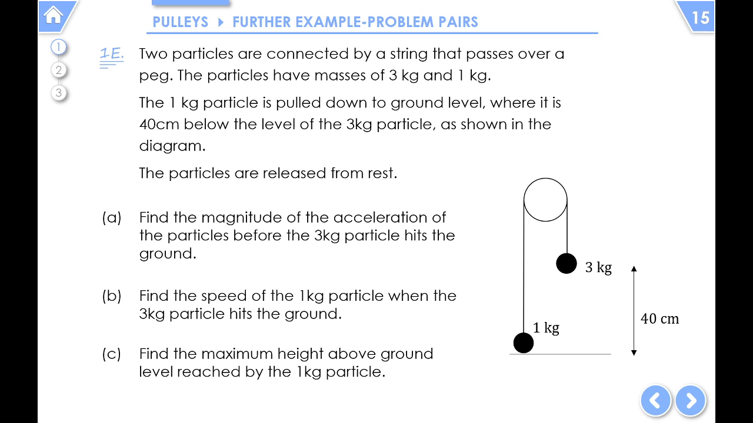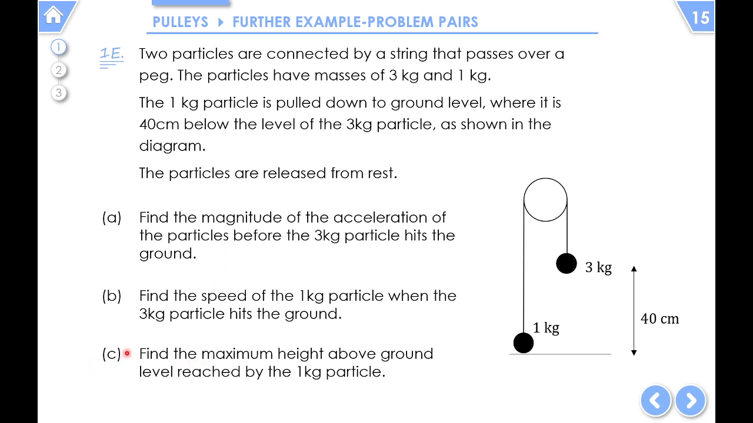So in this one, it's a similar kind of situation to what we've seen before. Basically, all of the information is contained within this diagram on the right hand side here. We've got two particles of mass 1 kilogram and 3 kilogram. The 1 kilogram one starts on the ground, and obviously when we release this system from rest, the 3 kilogram one is heavier. That's going to fall down to the ground, and it's got 40 centimetres to fall. Now there's three parts to this question. The first two parts are relatively straightforward.